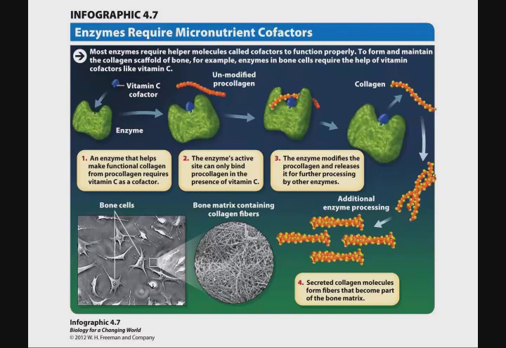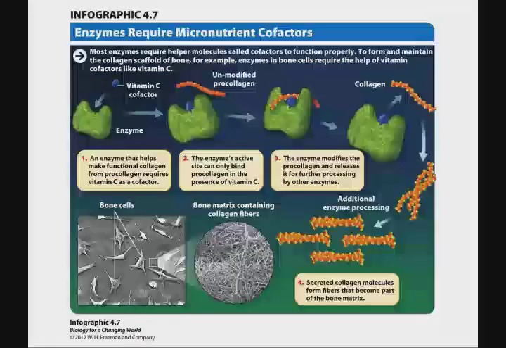Now sometimes enzymes need helpers. And so we talk about micronutrients. This literally is the vitamins and minerals that you eat. So the proper name for this is called a cofactor. In this case, you're showing vitamin C as a cofactor that binds into the active site of the enzyme to allow it to have the right shape so it can bind procollagen to make collagen, right?